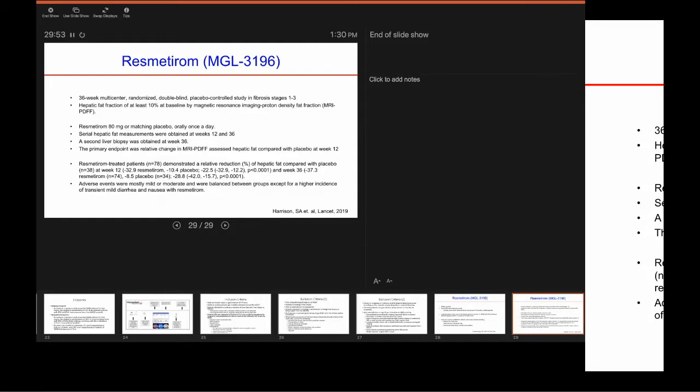Here they looked at the fat measurements at weeks 12 and 36 and did a second liver biopsy at week 36. The primary endpoint in this study was the reduction in MRI PDFF assessed hepatic fat at 12 weeks. Essentially, they saw a good effect in the reduction of hepatic fat compared with placebo, as well as some other non-invasive markers of fibrosis, and now we're doing the larger study. So I think these are the two that we have that are open right now.